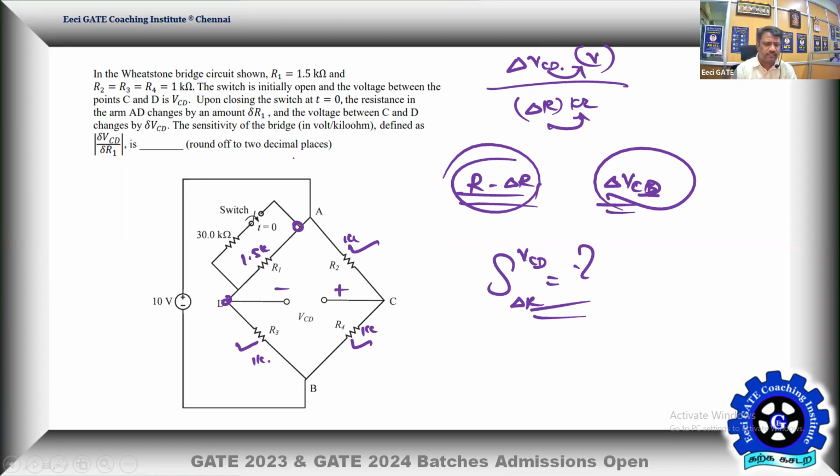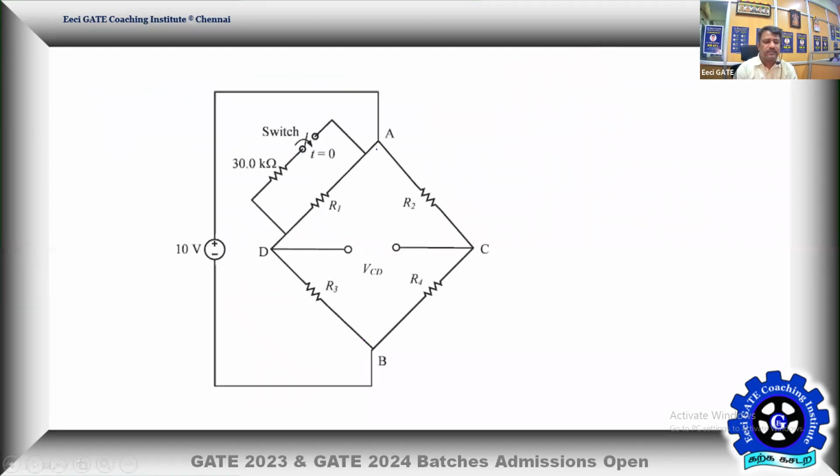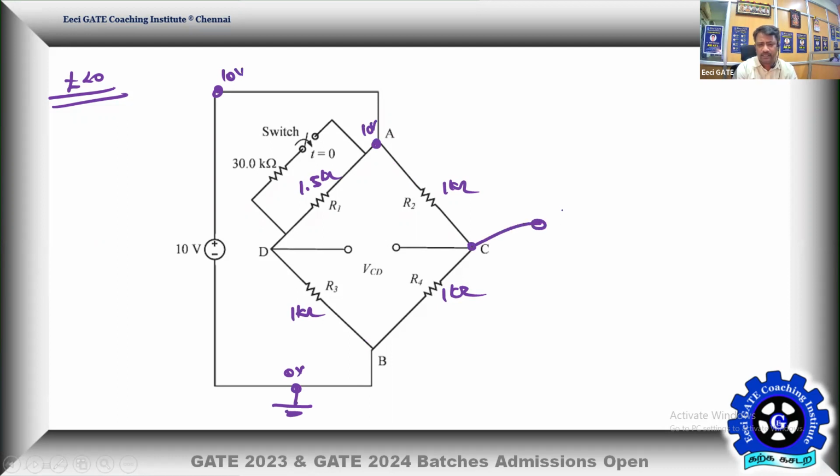Now let us look at the first condition, t less than 0, switch is open. So this is only 1.5 kilo ohm, this is 1 kilo ohm, this is 1 kilo ohm, and this is also 1 kilo ohm. Let me take the bottom rail as a reference, so this is 0 volt. The top potential will be 10 volt. It's a potential divider, so 10 volt will share across 1K, 1K. So the point C will be at 5 volts.